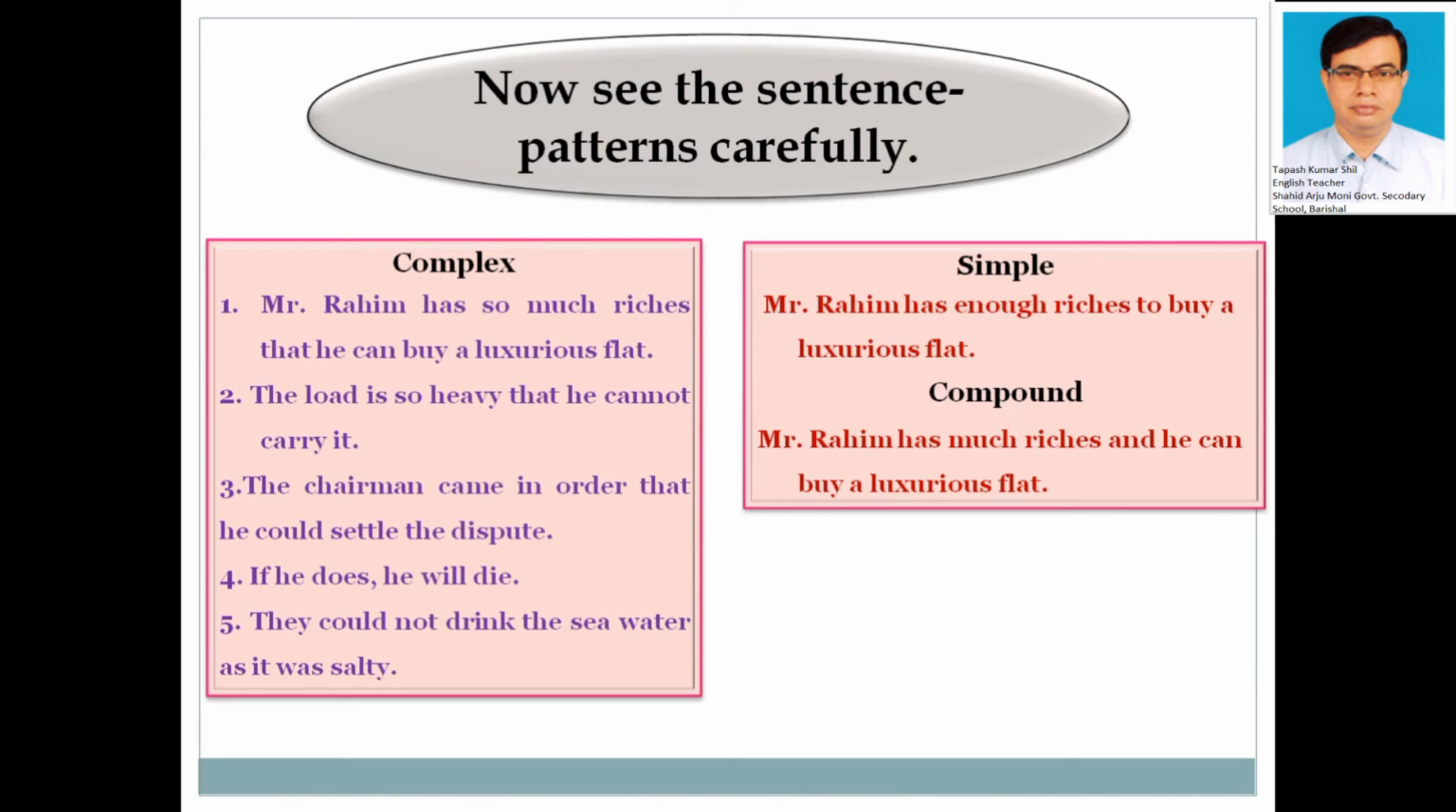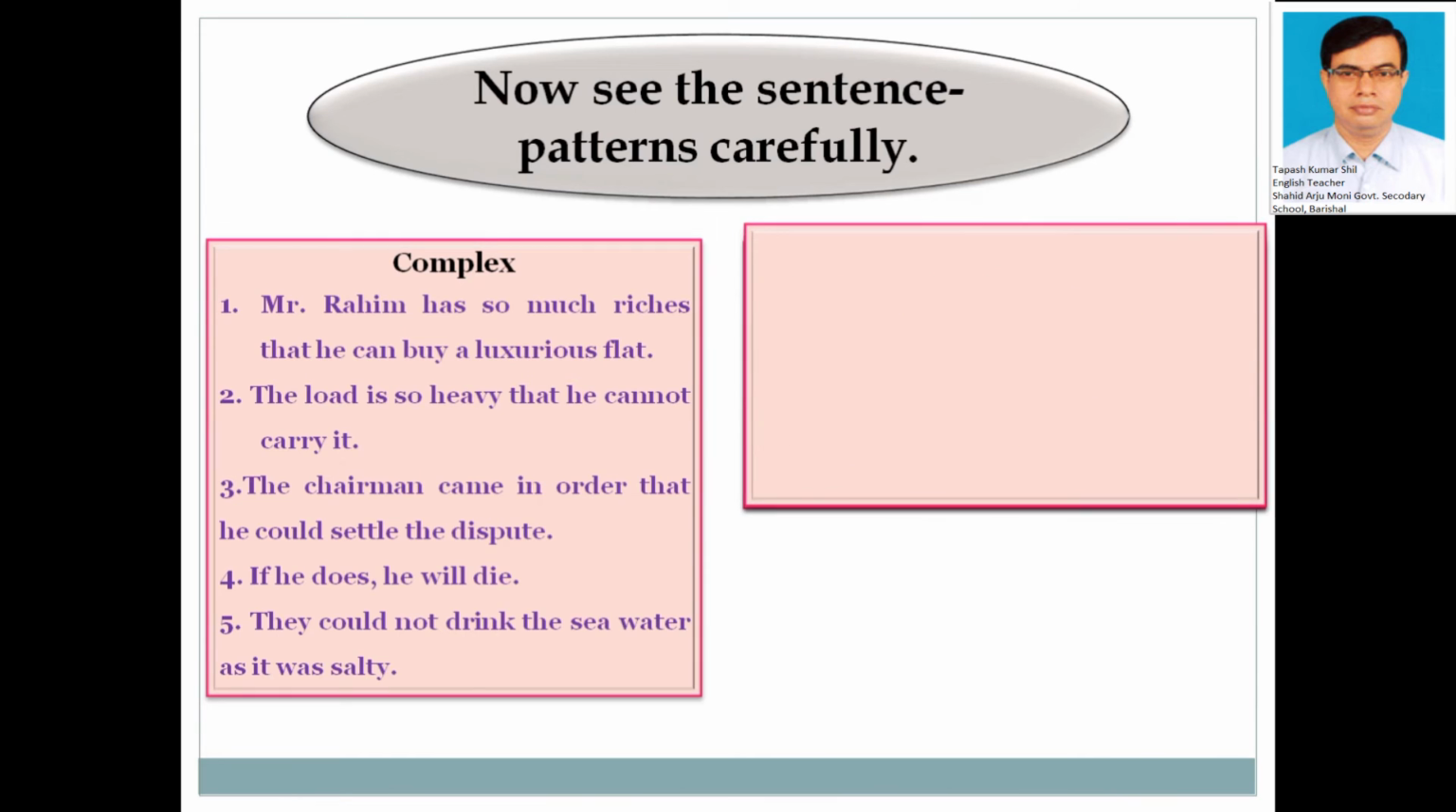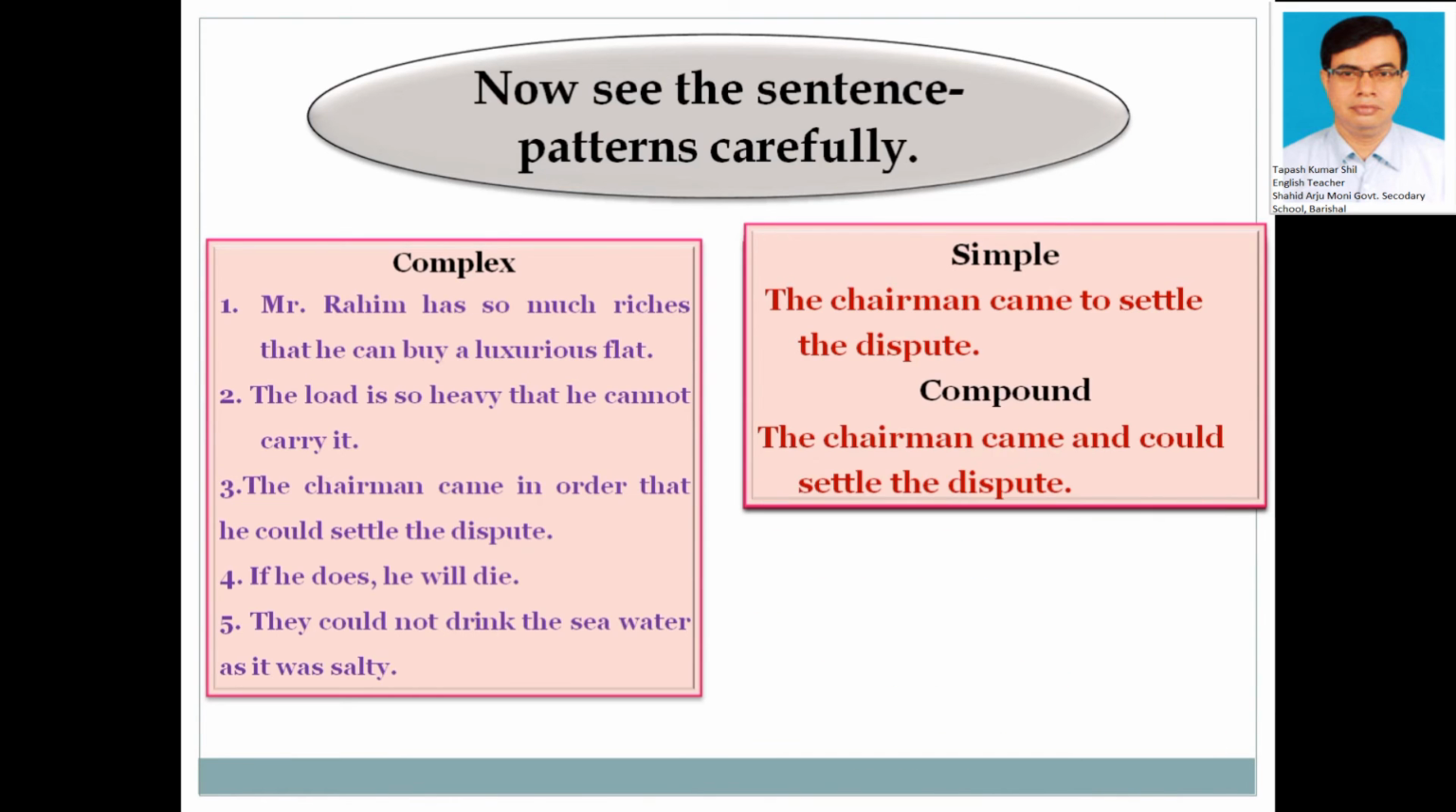The load is too heavy that he cannot carry it. Try to turn the sentence into simple and compound. First, simple. The load is too heavy for him to carry. Compound. The load is very heavy and he cannot carry it. Next sentence. The chairman came in order that he could settle the dispute. Turn the sentence into simple and compound. First, simple. The chairman came to settle the dispute. Compound. The chairman came and could settle the dispute.